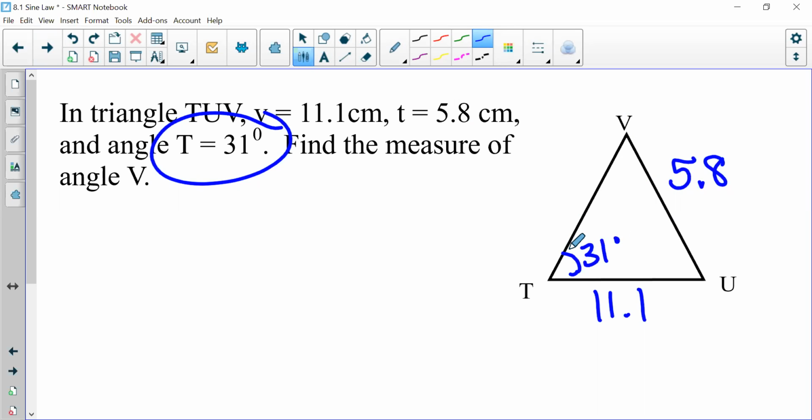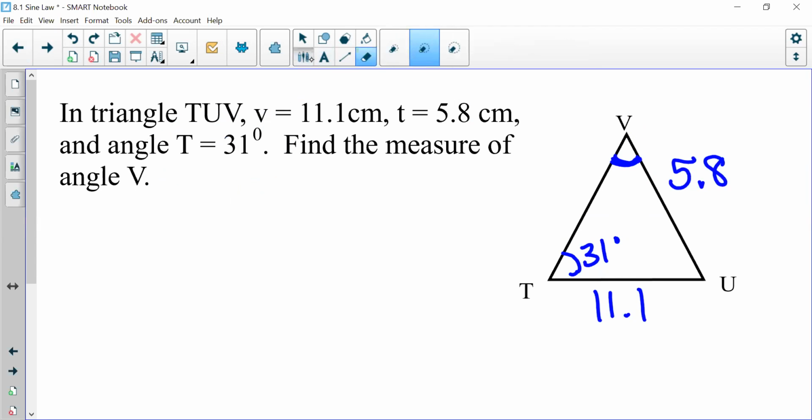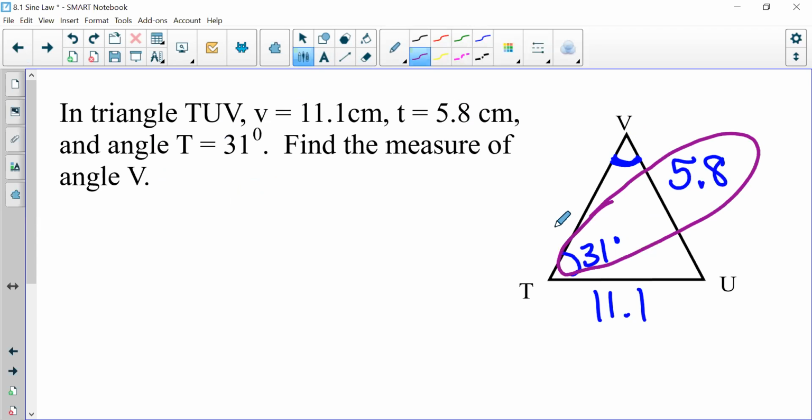And this question is wanting me to find angle V. So this top angle. How do I know that this is sine law? Because you have the length of the side and it's across from an angle, so you automatically have your information. Yeah, perfect.